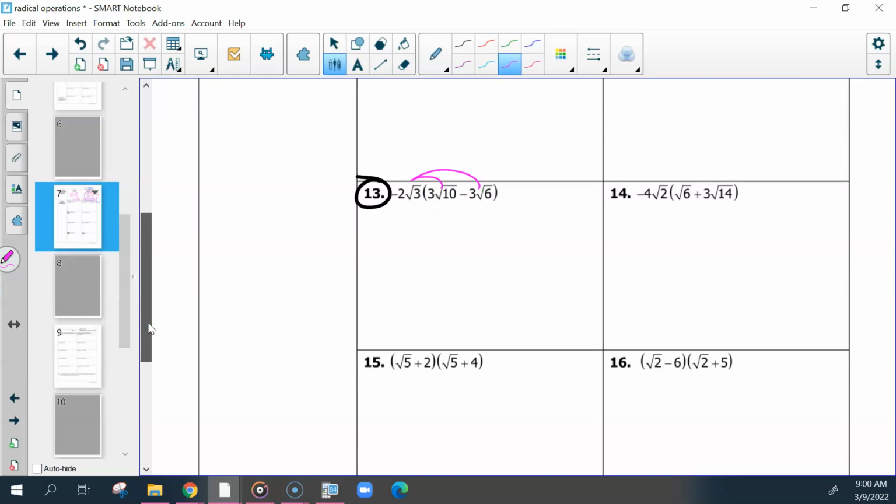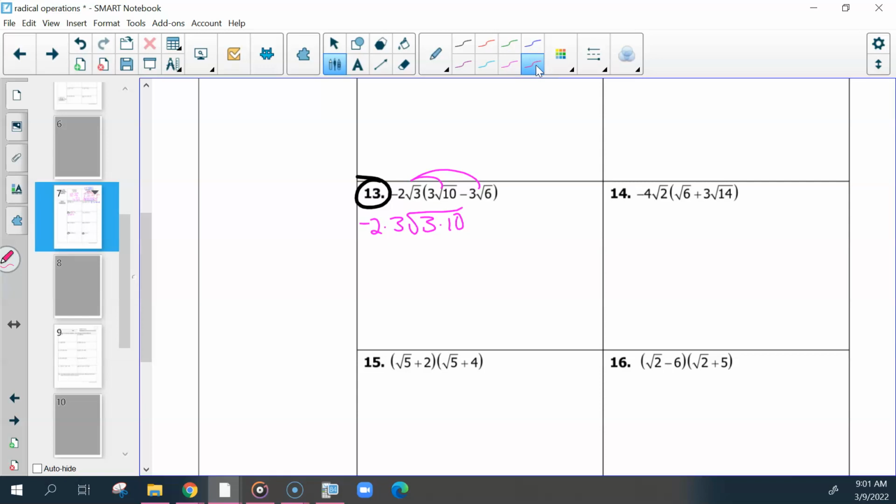Take it one step at a time, do what's on the outside, multiply those together, and then multiply what's on the inside together. So negative 2 times 3 times the square root of 3 times 10. If you want to just focus on that one and then do the next one, you can do that. Or if you want to write them both down at the same time, that's also fine.